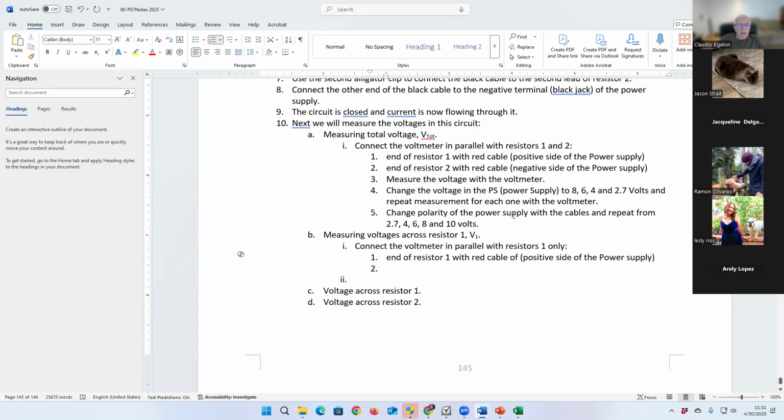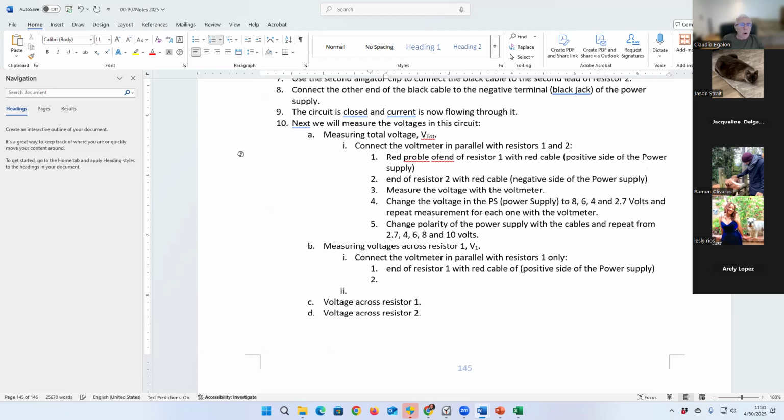How am I going to write? Let me see. I can write that down in a better way. And connect voltmeter in parallel resistors 1 and 2. Red probe, let's put it this way. Red probe of DMM at the positive end of resistor 1 is better this way. Okay.